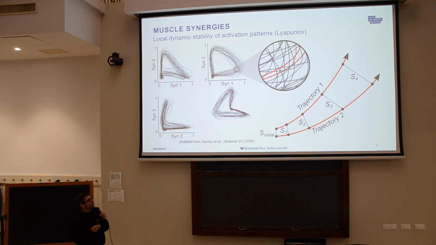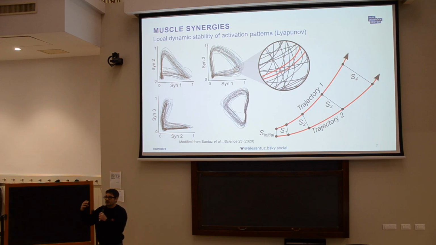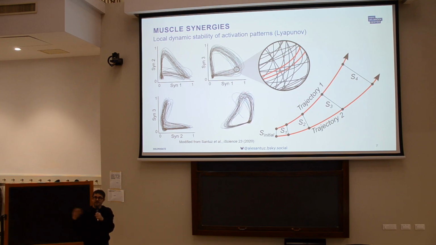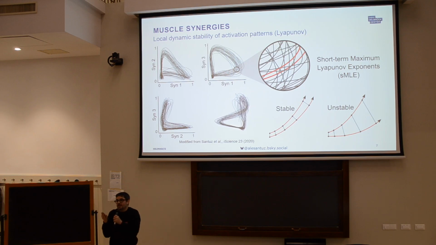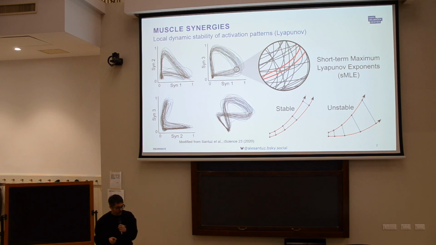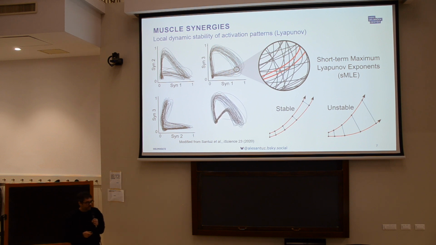If we zoom in, we will always find a pair of near neighboring trajectories that we can follow over time and see what their separation does. If we plot the divergence of these separations, we can see that those trajectories that do not diverge much will be more stable than those that diverge a lot. This is the framework of the short-term maximum Lyapunov exponents.